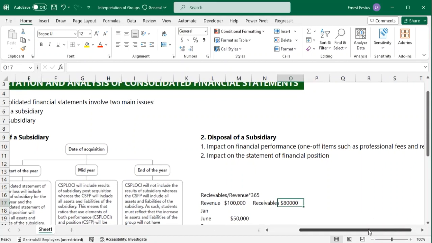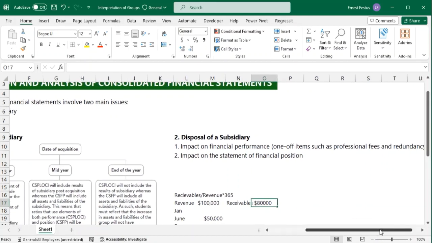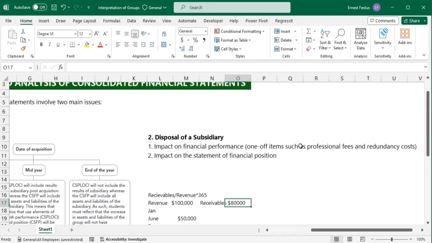The first one is the impact of the disposal on the financial performance, that is the consolidated statement of profit or loss and other comprehensive income, as well as the impact on the statement of financial position. So the financial performance, what happens?